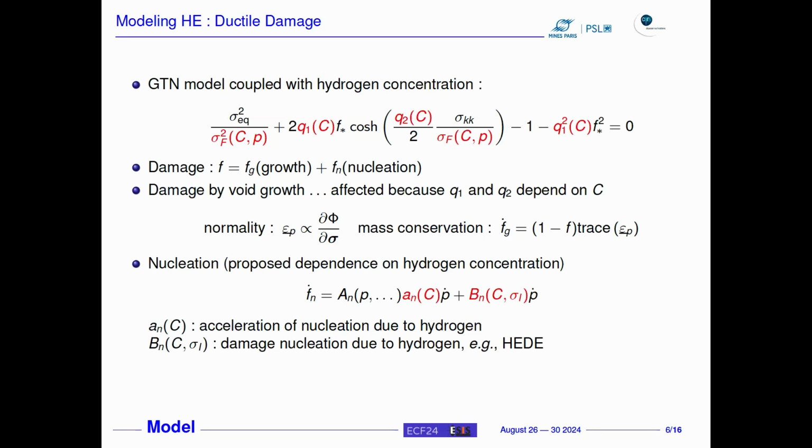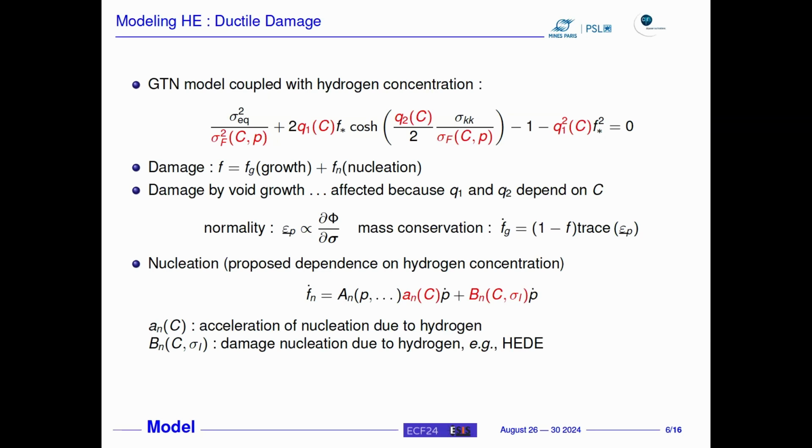The Q1 and Q2 terms are related to growth, and growth may be affected by the hydrogen concentration. But also, there's the possibility that nucleation can be affected by hydrogen. In this steel, there's a secondary nucleation mechanism, which is the debonding of carbides from the matrix.